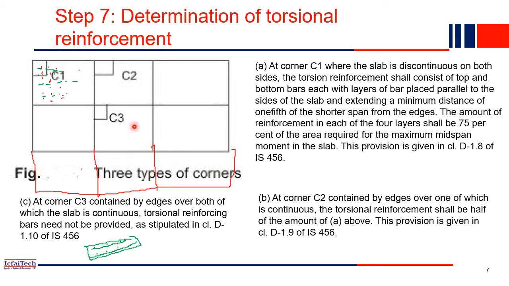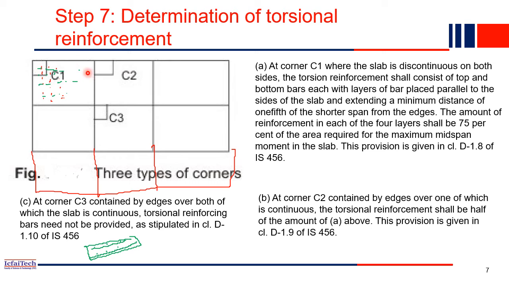So the slab is continuous here also, here also, here also, right? On all four sides these slabs are continuous. So that's why torsional reinforcement need not be provided, as stipulated in the IS clause. If you visit this IS clause, you will find that for the C3 case, if the panel is a middle panel, then you need not provide any torsional reinforcement at the corners. Whereas if the panels are near to the edge or at the edge, you have to provide the reinforcements. In the C1 case, you have to provide four layers of reinforcement.